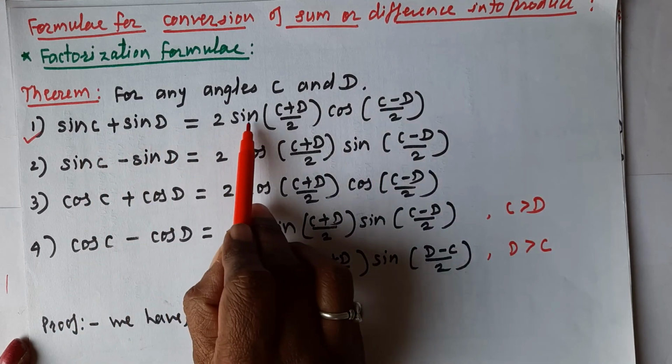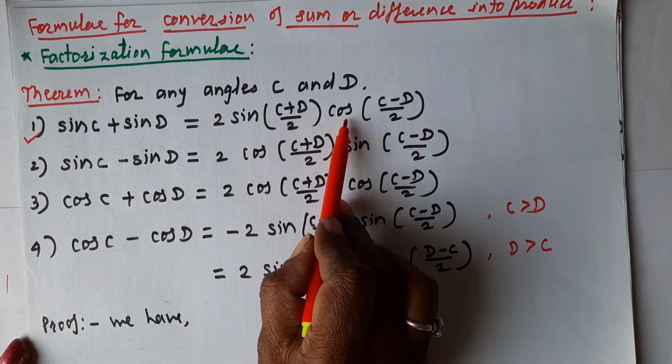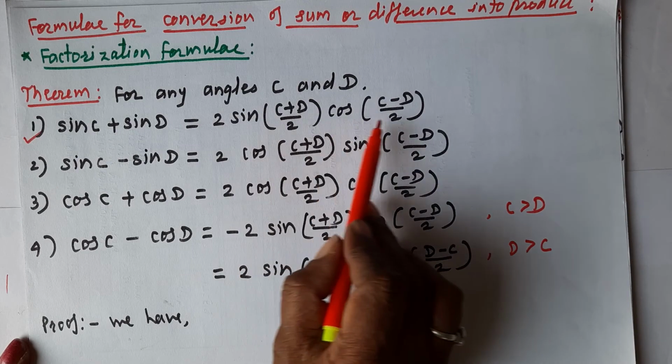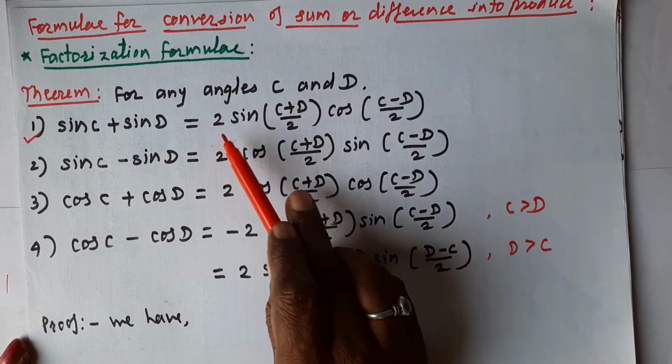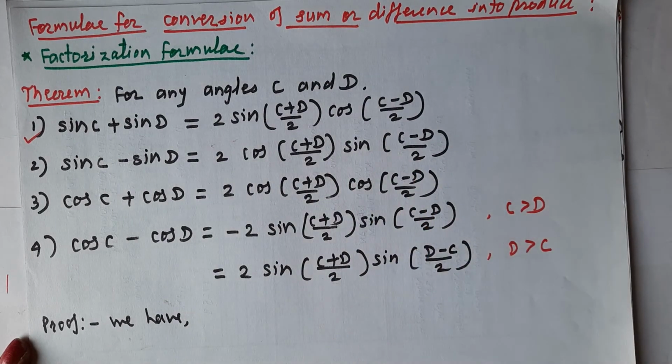If both are sin, here is: first term is sin, second is cos. First angle is C plus D by 2, second angle is C minus D by 2. If there is a minus sign, you take cos here and sin here. Then you will get the second.